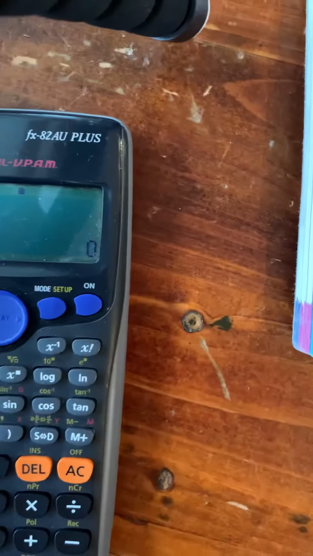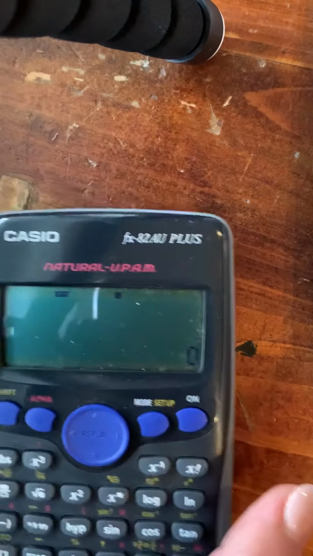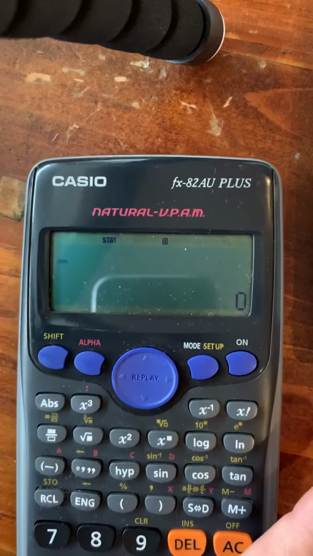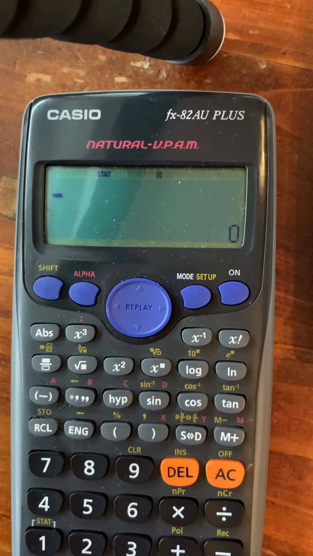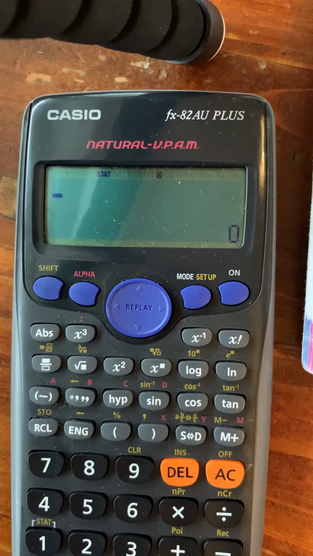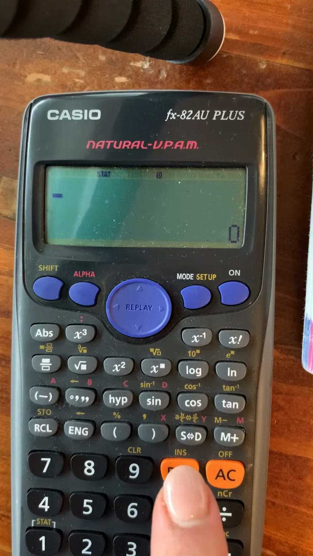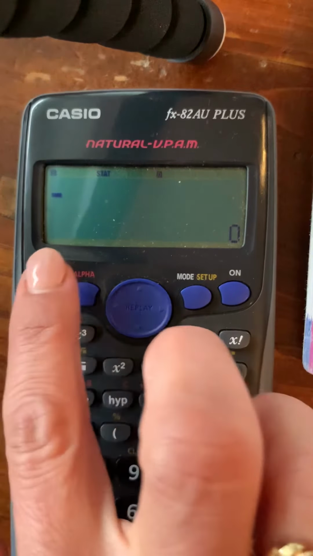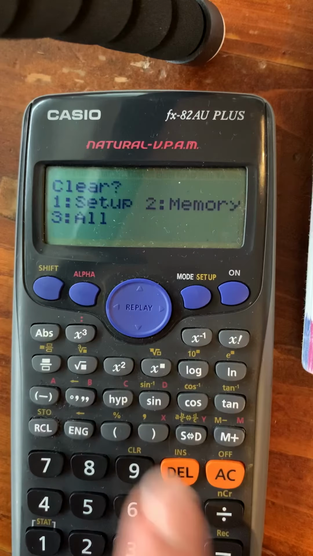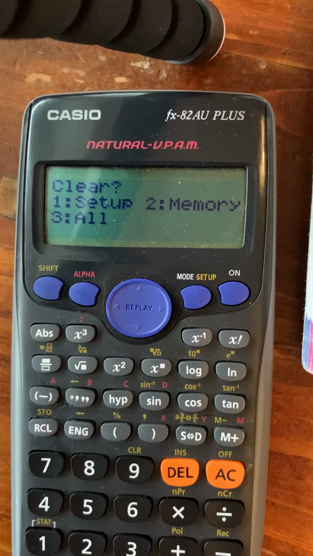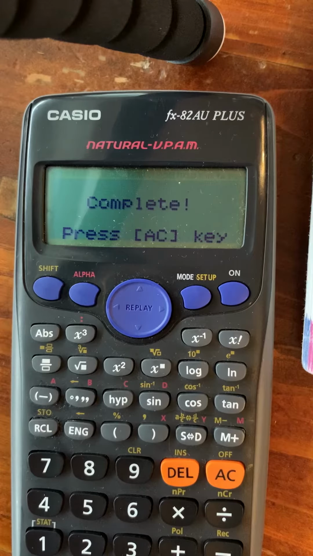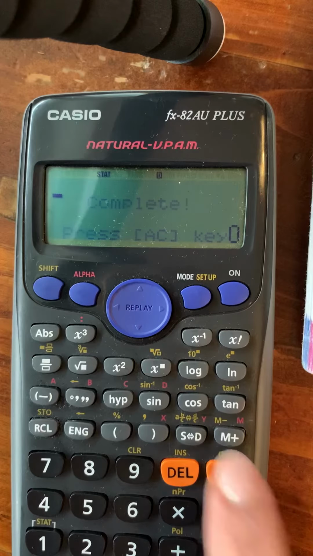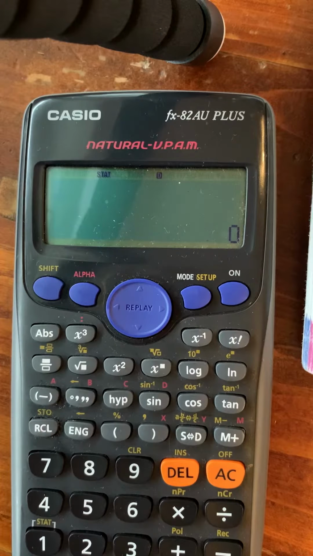If you've used your calculator for any data analysis, whenever that was, those numbers will still be there and they will interfere with your results. The way to do that is you press shift and then 9. See how there's CLR on top of 9? So shift and then clear. Then we want to clear the memory at this point, so equals means yes, you want to clear the statistical memory. To complete the process, you press the AC button. Done, that's the first step.